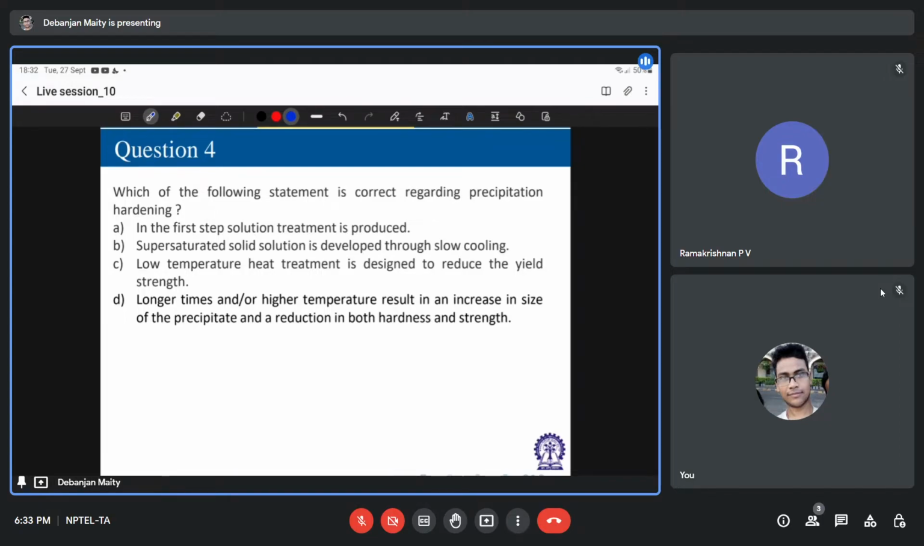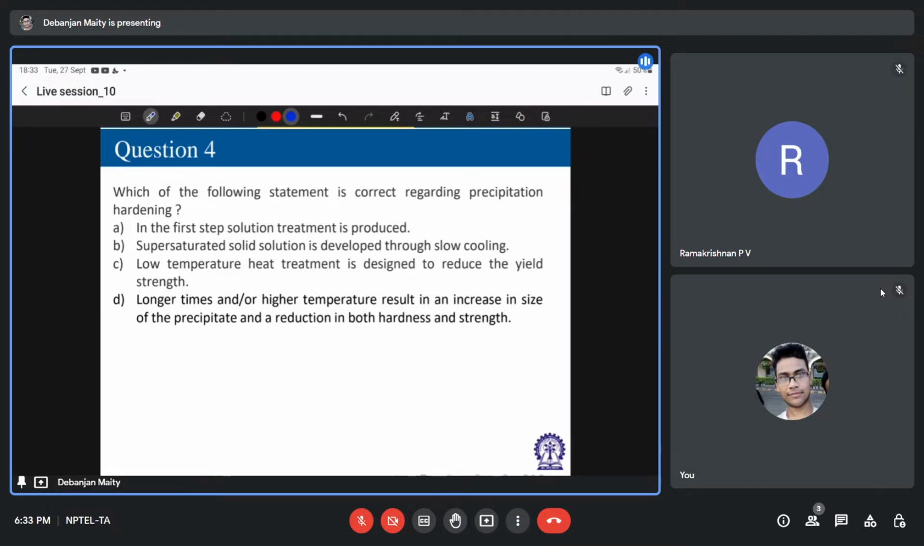Now, in question 4, it says which of the following statements is correct regarding precipitation hardening. In precipitation hardening, there will be a solution treatment. Solution treatment is mainly heating to produce an elevated temperature single phase solid solution, and then whatever alloy you are producing is quenched to prevent diffusion, and it produces a supersaturated solid solution.